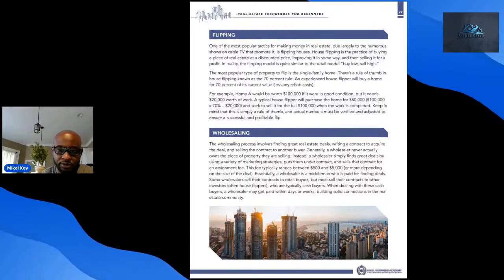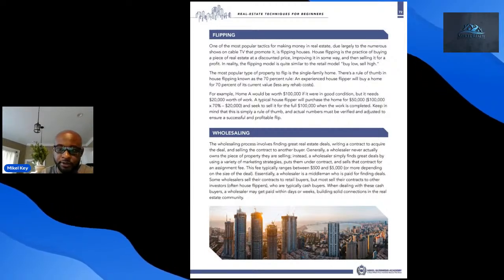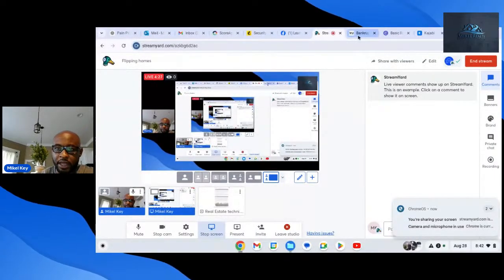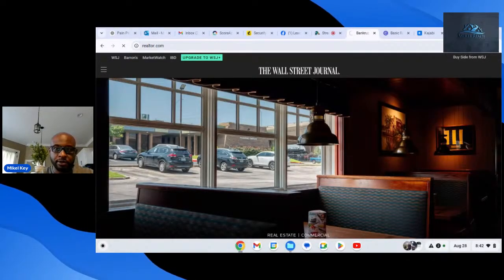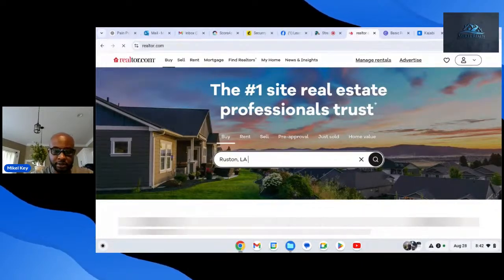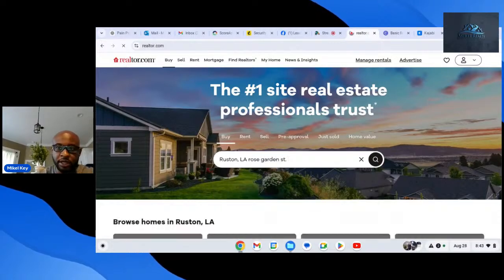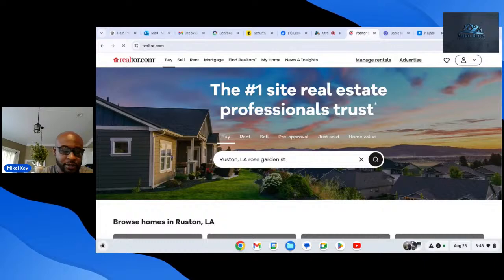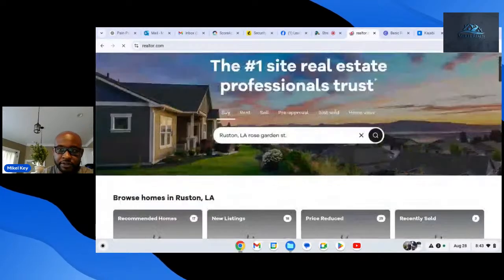I'm going to share my screen with you. And what we're going to do is go out and play around with the after repair value real quick. So let's go to realtor.com. I'm going to take Ruston, Louisiana, and let's go to Rose Garden Street, which is the street that I live on. I want to try and look for some properties that have recently sold.